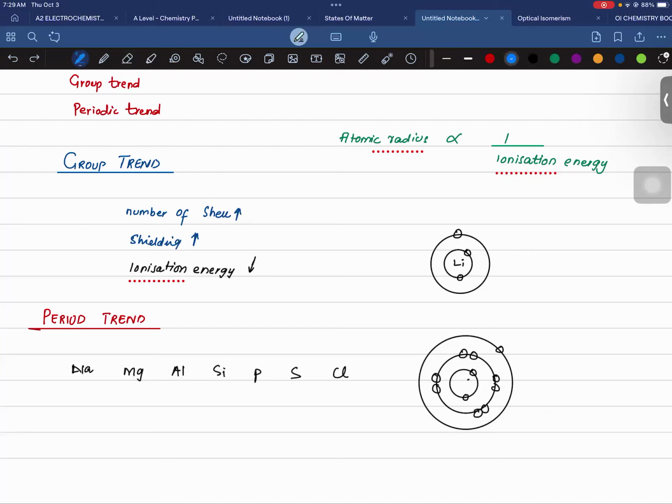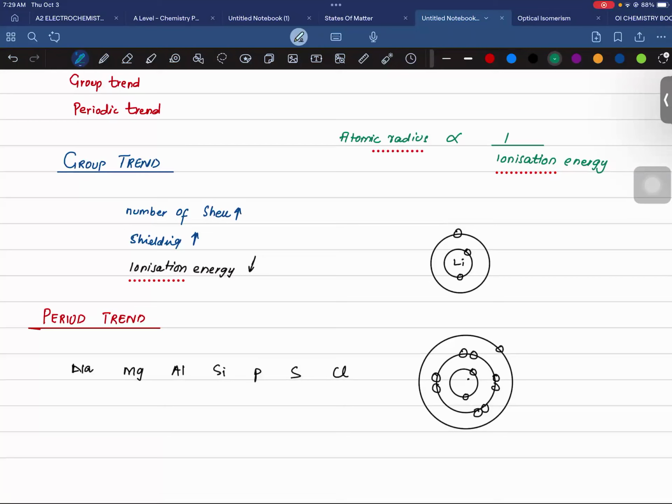As you know, when we go down the group, and when we go across the period, what about the size? What do you think? Is it increasing or decreasing? Atomic size increases, you are saying? Doesn't it decrease? It decreases, exactly. Atomic size decreases across the period.